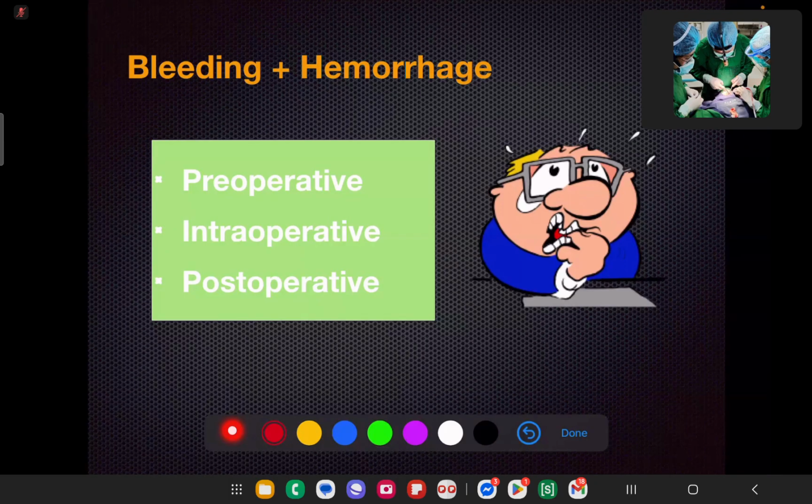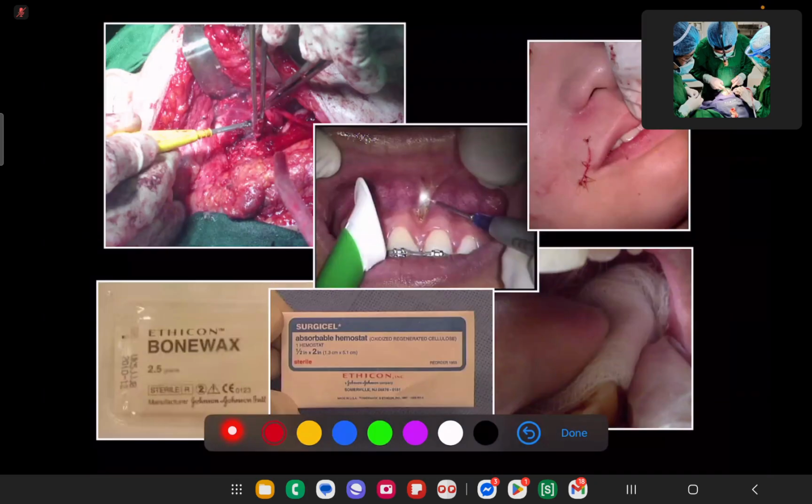Now, post-operative concern is if you did not manage the intraoperative bleeding, and plus nagkaroon ka na ng preoperative concerns. So basically, post-operative concerns are something that would really give pressure to the dentist and of course to the pilot of the surgical team.